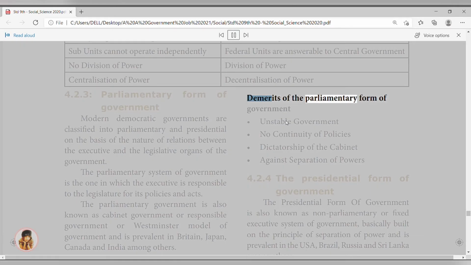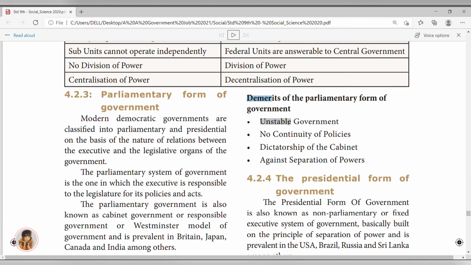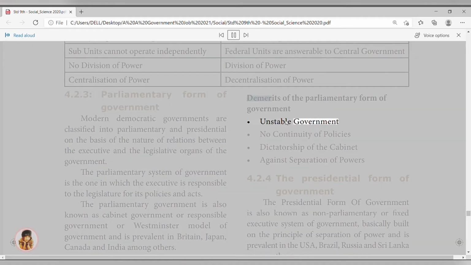Demerits of the parliamentary form of government. Unstable government. No continuity of policies. Dictatorship of the cabinet. Against separation of powers. Now, the presidential form of government.